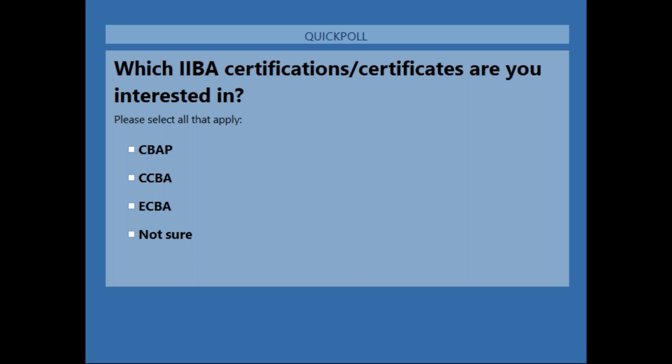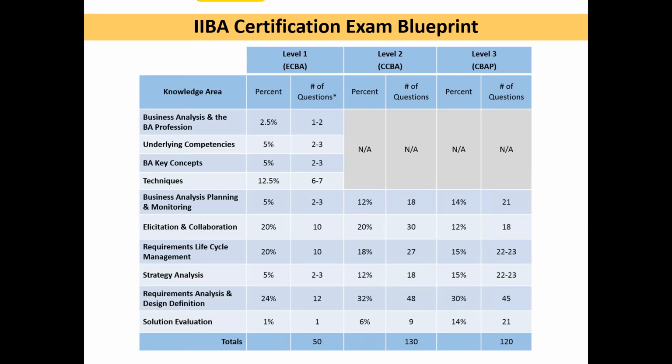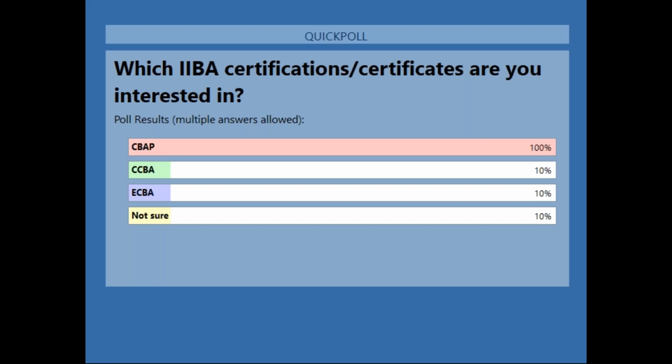So I'm going to close that and share the results with everybody. It's kind of weird. I don't know how 100% can be CBAP and then some of the other ones being 10%, but that's what GoToWebinar is saying. I think it's got a calculation error. It said 100% CBAP and then 10% each of the others. I think what that means is maybe there's 1 vote for each of the other ones as well. So, all right, good to know.